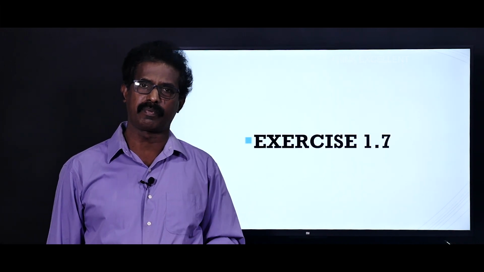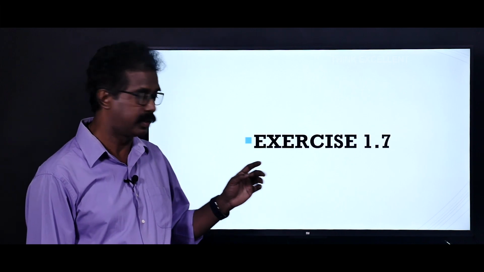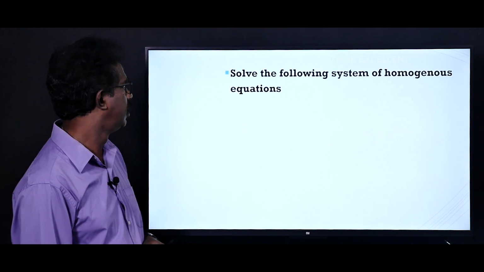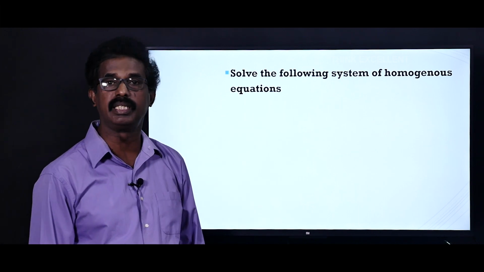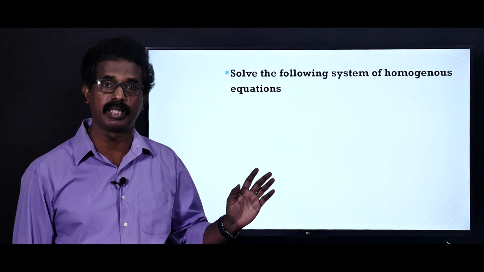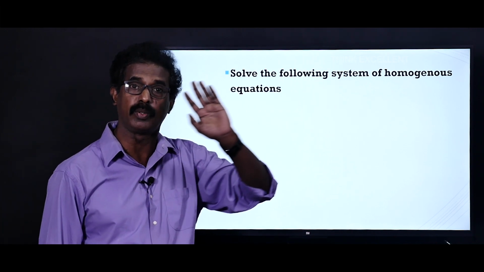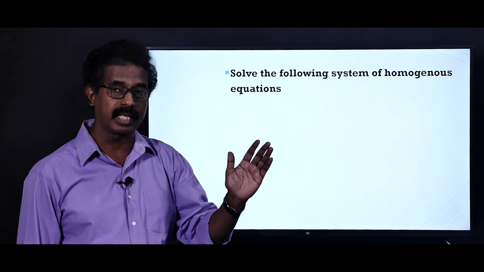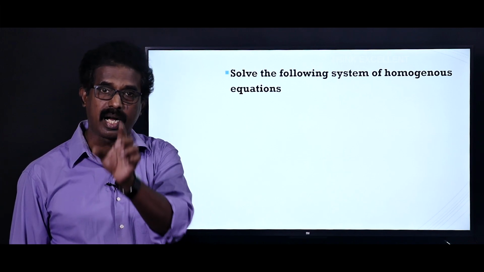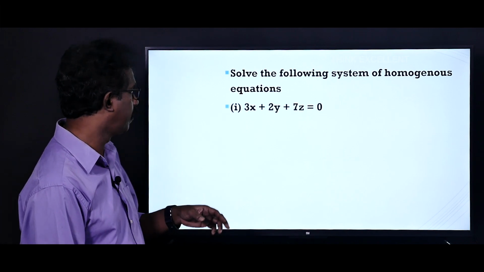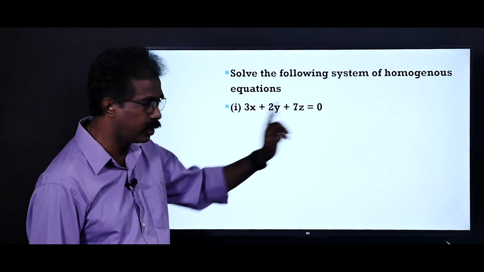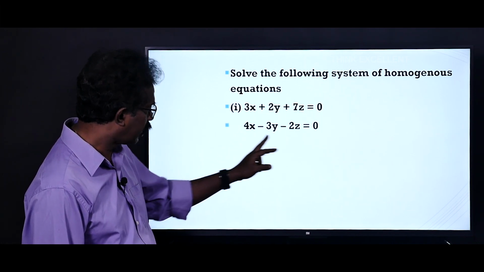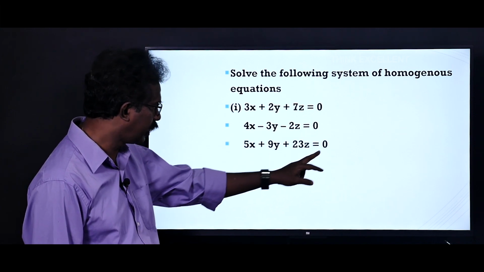Okay, that's all the theory part for this exercise. We'll try a few questions. Look at the first question. Solve the following system of homogeneous equations. Homogeneous equations, even if it is not specified, you can identify. How can you identify? X, Y, Z, the right side constants must be zeros. So the first equation, 3x plus 2y plus 7z equal to 0. Right side is 0. Again right side 0. Again the right side 0.